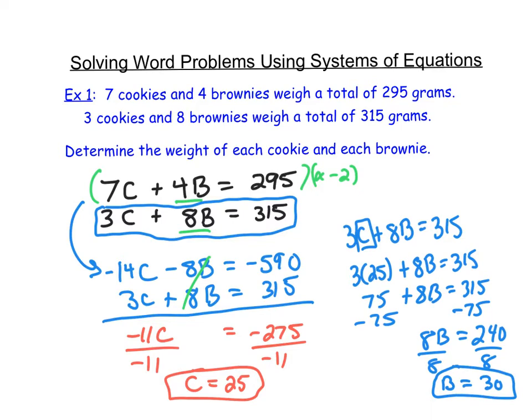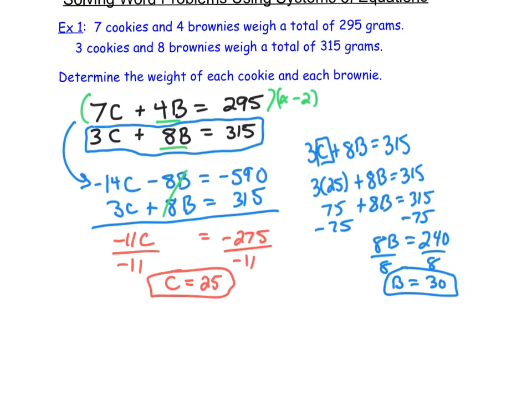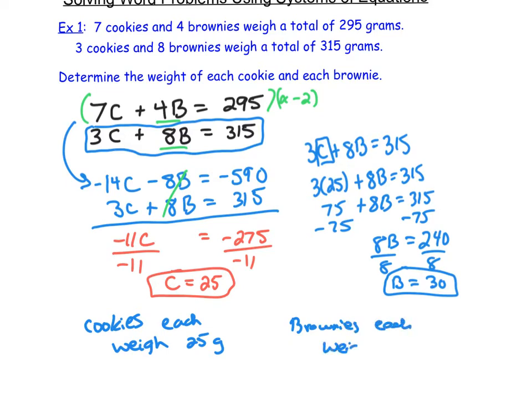So, determine the weight of each cookie and each brownie. We did that. The cookies each weigh 25 grams, and the brownies each weigh 30 grams. Sorry if you can't read my penmanship there. All right, let's look at example number 2.